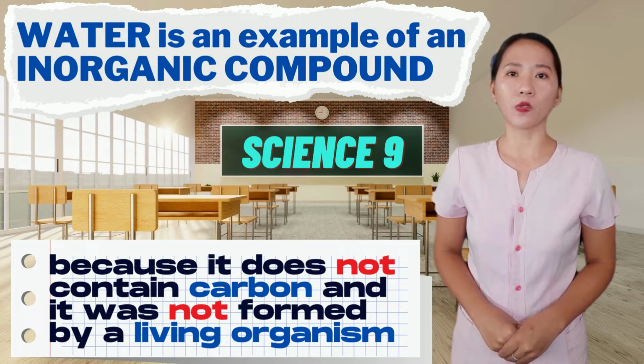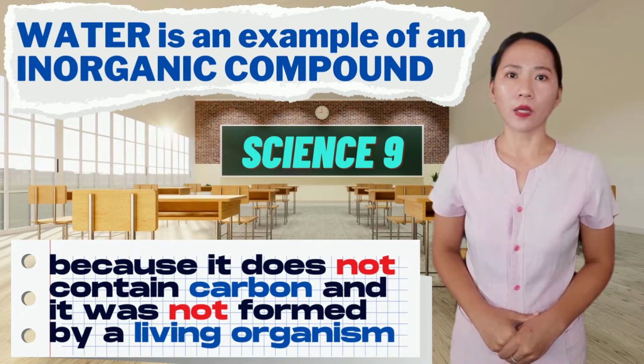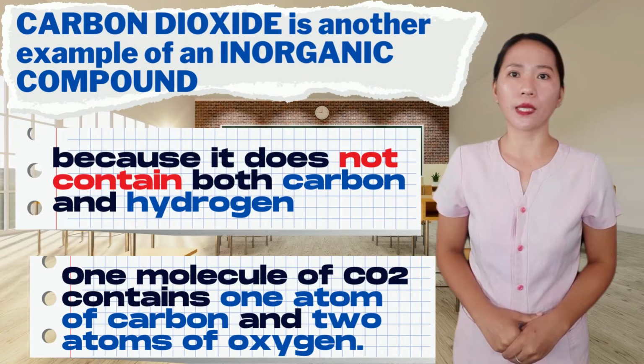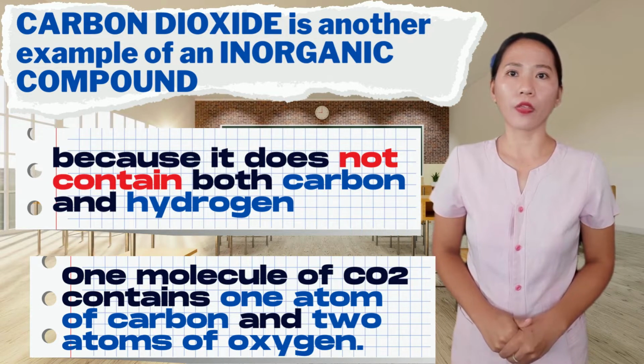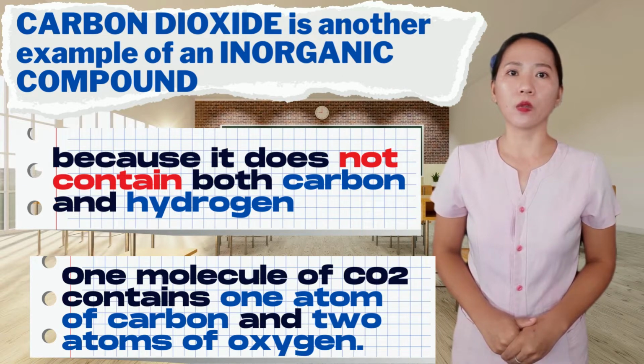Our bodies are composed mostly of water, H2O, and it is necessary for us to survive. However, water is an example of an inorganic compound because it does not contain carbon and it was not formed by living organisms. Carbon dioxide, or CO2, is another example of an inorganic compound because it does not contain both carbon and hydrogen. One molecule of CO2 contains one atom of carbon and two atoms of oxygen. There are a total of 3 atoms in one molecule of carbon dioxide.